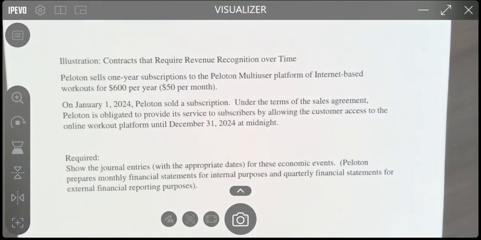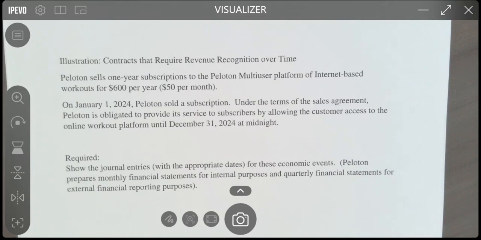Peloton sells one-year subscriptions to the Peloton multi-user platform of internet-based workouts for $600 per year or $50 per month. Now, I should say, since Peloton is a well-known company, I have no idea if this is even in the ballpark. I used these numbers because it was $50 a month. On January 1, 2024, Peloton sold a subscription. Under the terms of the agreement, Peloton is obligated to provide its service to subscribers by allowing the customer access to the online workout platform until the end of the year, December 31, 2024 at midnight.